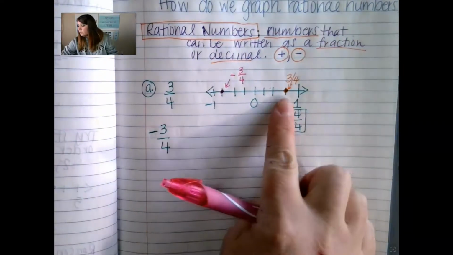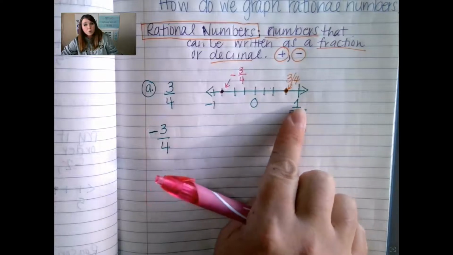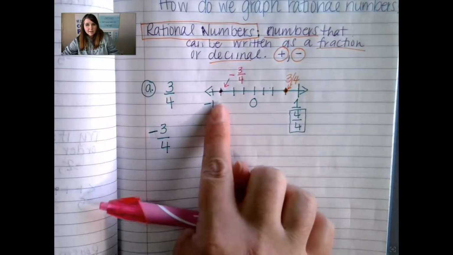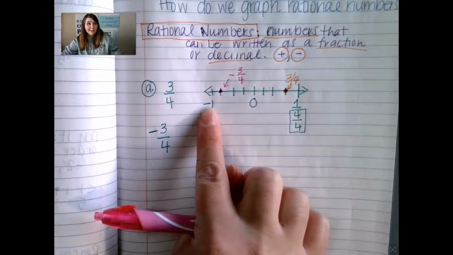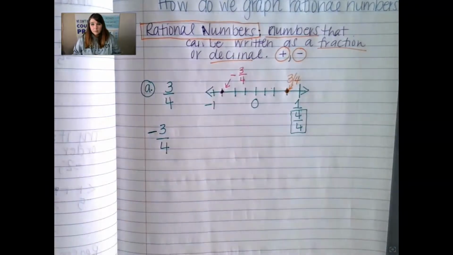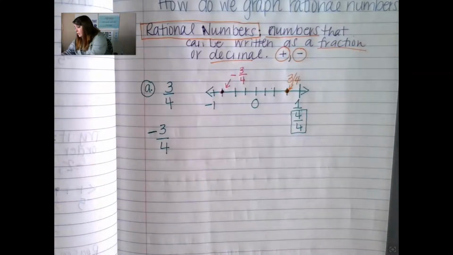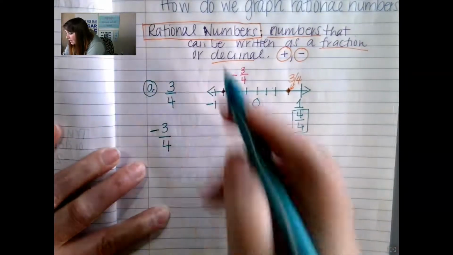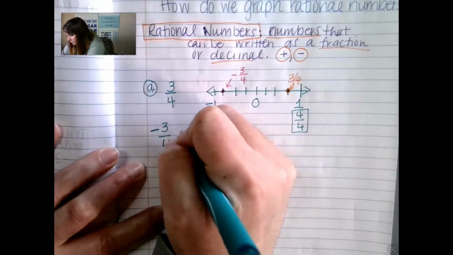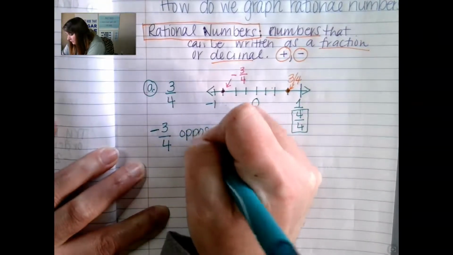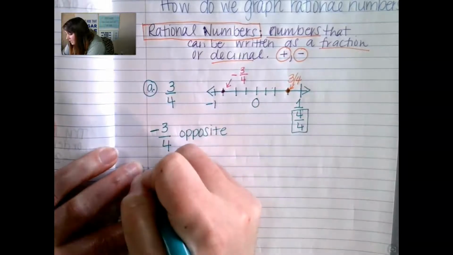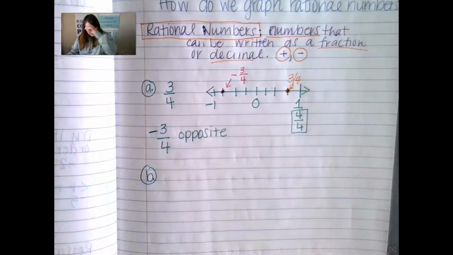So we have a positive 3/4, which is 3/4, not quite 1 whole, and a negative 3/4, not quite negative 1. So that'd be like, I owe somebody 3/4. Okay? I probably owe somebody a lot more than 3/4, but you get the idea. Okay, so we've got 3/4, and then negative 3/4 is the opposite. All right, let's do another one.